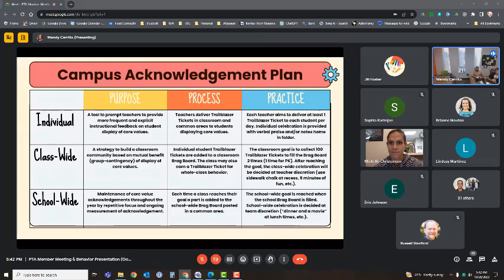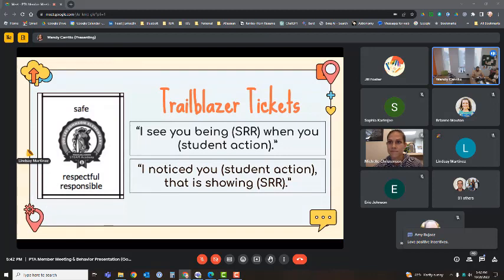For this last filling up of the chart as a campus, we're working on a school-wide dance for the kids, because we want to acknowledge those students who are doing the right thing, and we want to encourage them to continue that process.